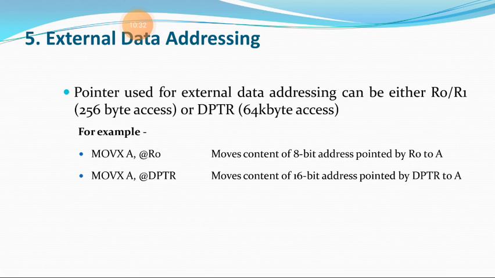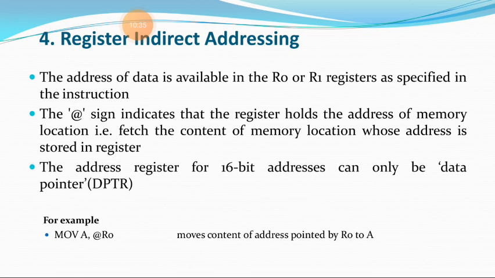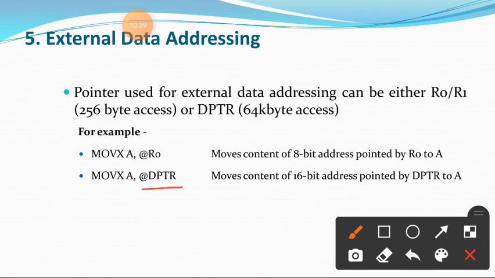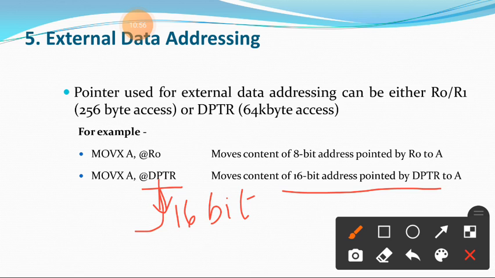And here MOVX A, @DPTR. Here, move the content of the 16-bit address. DPTR is a 16-bit register, so the content at the 16-bit address pointed by the DPTR will be copied into the accumulator. Move means copy or move the data from source to destination.